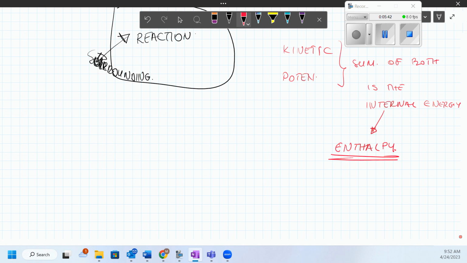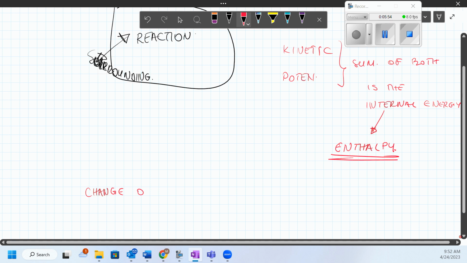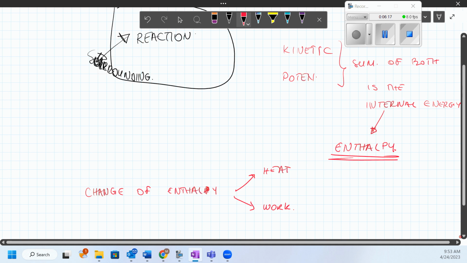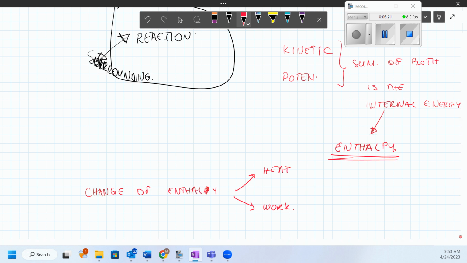And the changes that the enthalpy can experience are two: the first is heat, and the second one is work. So if there is a temperature difference between two objects, then an exchange of energy between the two objects will be happening. One will absorb, the other one will release, until what is known as thermal equilibrium is reached.